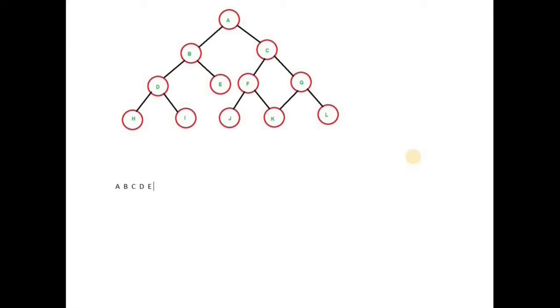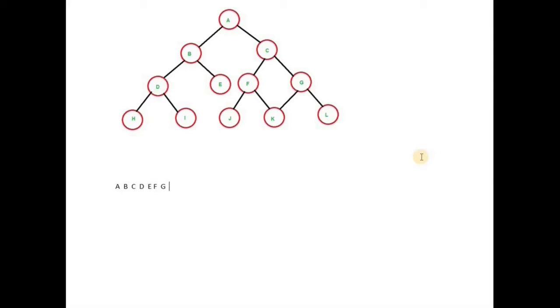Then I will go back to C. From C, which nodes can I visit? I can visit F and G. That level is also complete. So I have completed A, the first level, then B and C, that is the second level, then D, E, F, G, that is the third level. Then I will go to D.